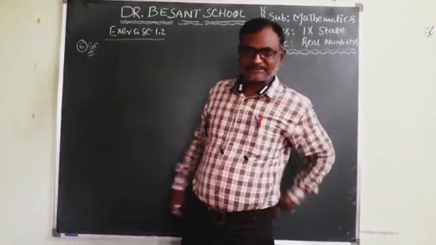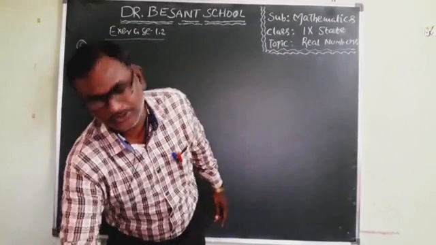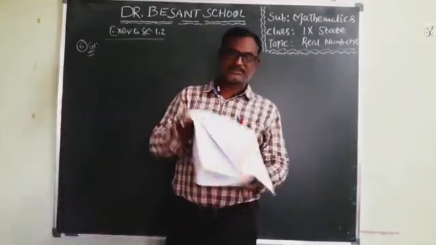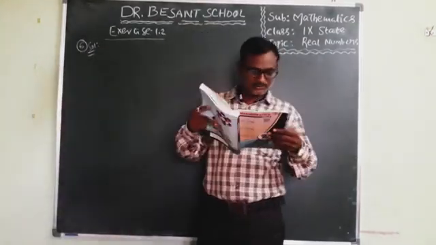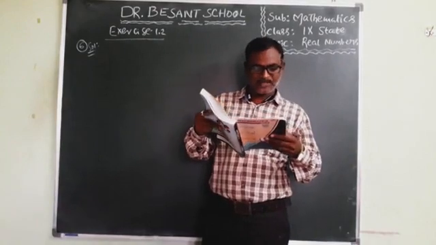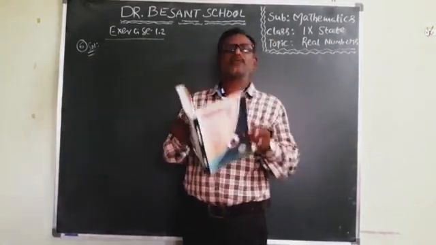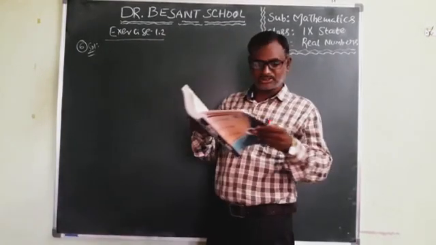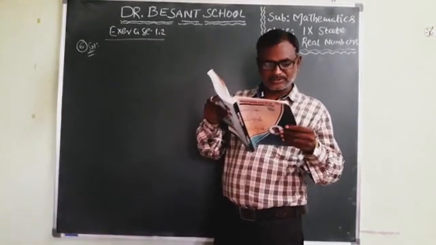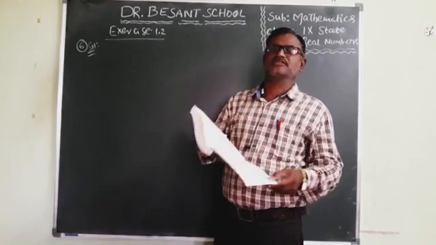So, children, in our previous class, we completed exercise 1.2, first problem, first Roman, second problem, third problem, fourth problem, fifth problem. Now, this is question number 6. Please open your textbook, page number 14, exercise 1.2, question number 6. Find the value of root 7 up to 6 decimal places by long division method.